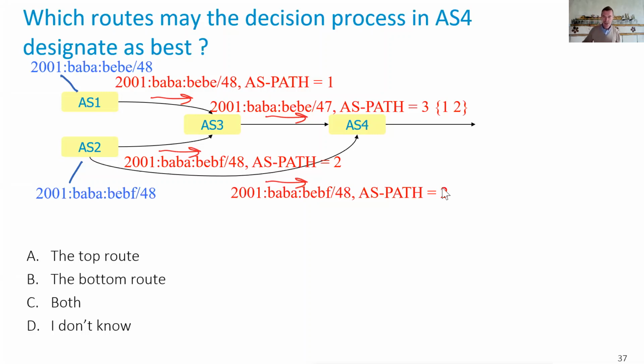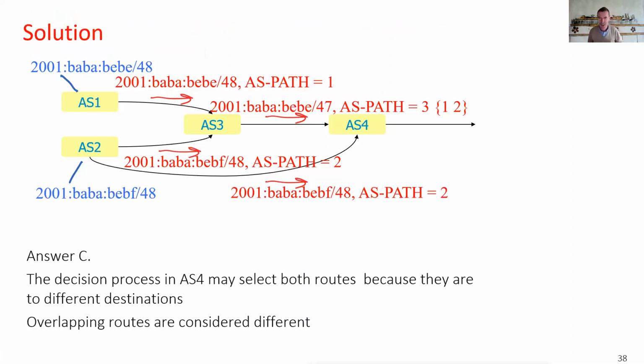The majority says B, which makes sense, but is not the correct answer. So that comes as a surprise. And here we have an important thing to be aware of when we talk about aggregation in the context of BGP: for BGP, those are two different routes. They have different lengths, so those are two different prefixes. So the routes that are to different destinations are not considered the same.